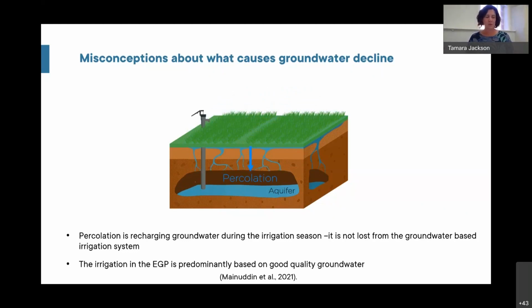But given that there are multiple causes of groundwater decline that are both on and off farm, we need to know what causes the decline in specific locations, because if we just make policies that focus on on-farm solutions, they'll have very little value if the decline is actually driven by off-farm factors.